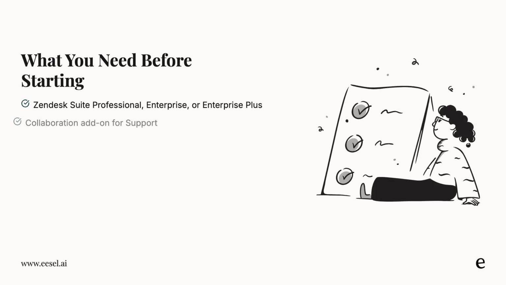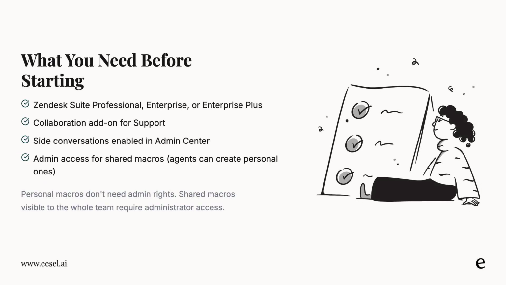Before you build your first macro, check 3 things. You need Zendesk Suite Professional or Higher with the collaboration add-on. Side conversations must be enabled under Admin Center, Agent Tools. And to create shared macros for your whole team, you need administrator access, though agents can always build personal ones.